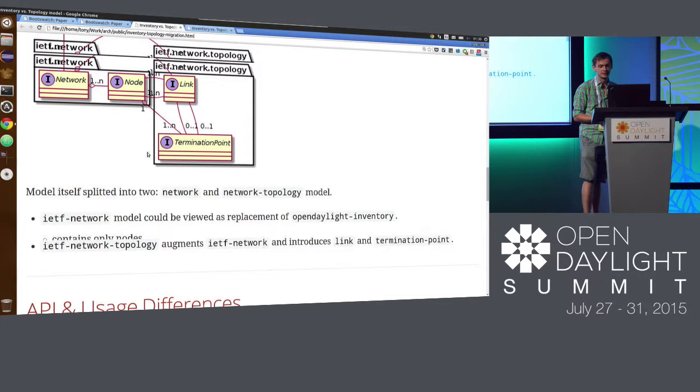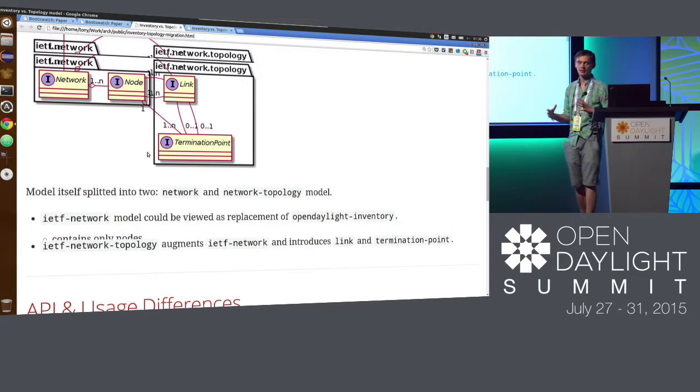And as I mentioned, the IETF network model is the base one. It contains just a notion of the nodes, networks, and supporting nodes, which is the relationship between the nodes. And then it is augmented by the IETF network topology, which introduces the links between these nodes and termination points.